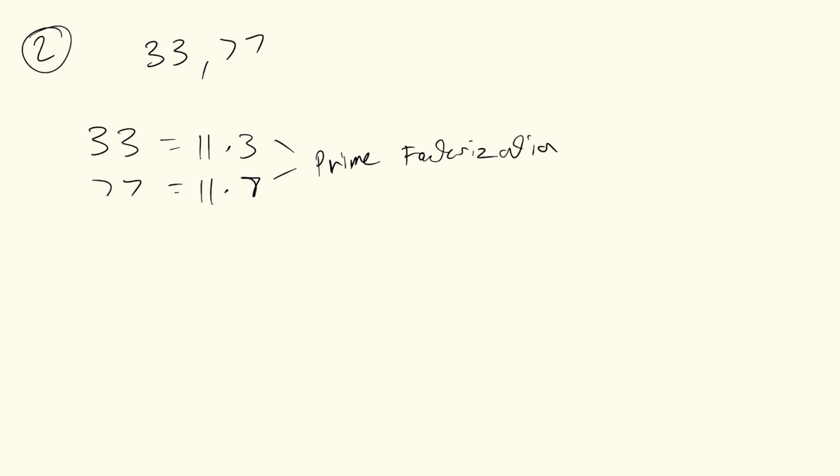And then which factors are common? Well, obviously the 11 is found in both. So the GCF is equal to 11. Let's try another example. Let's do 15 and 18.